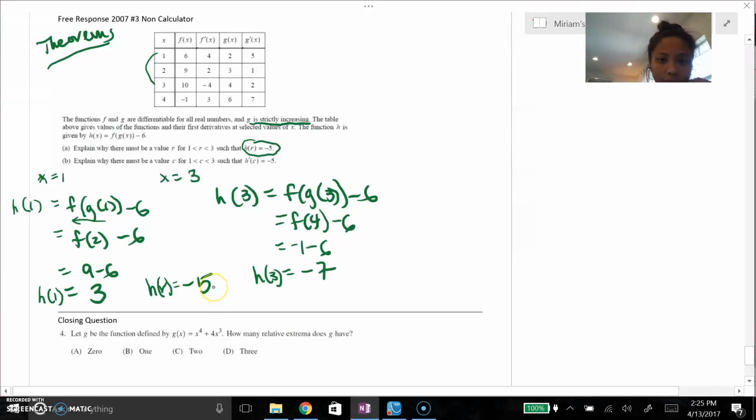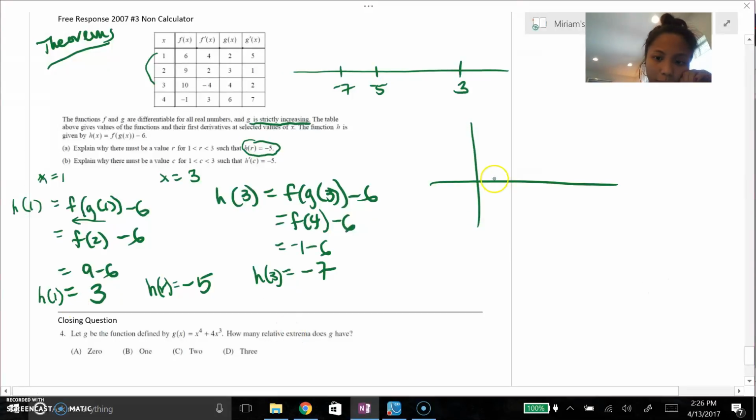Okay, think about it. Negative 5, so if I made a number line, negative 7 is here, 3 is here. Negative 5 is somewhere in between them. So if I had a graph with the point 1 comma 3, and 3 comma negative 7, somewhere in between, since it's a continuous graph, I have to hit negative 5. Let's pretend negative 5 is right there. I have to hit negative 5.